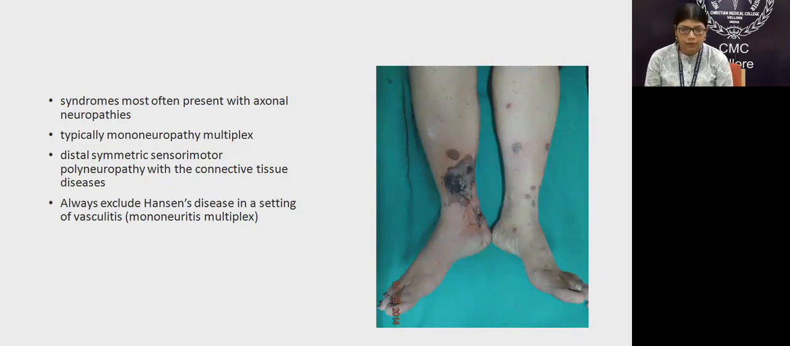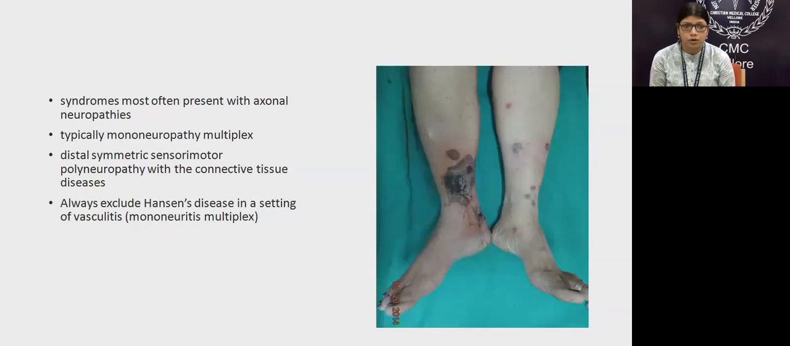And while we are talking about vasculitis, a very close differential is leprosy neuritis or Hansen's disease. So there are only a few conditions where we actually push the patient for nerve biopsy: when we are suspecting Hansen's disease, vasculitis, or lymphoma. Otherwise, CIDP, with NCV-EMG in a clinical setting itself, we can diagnose and not require a biopsy.